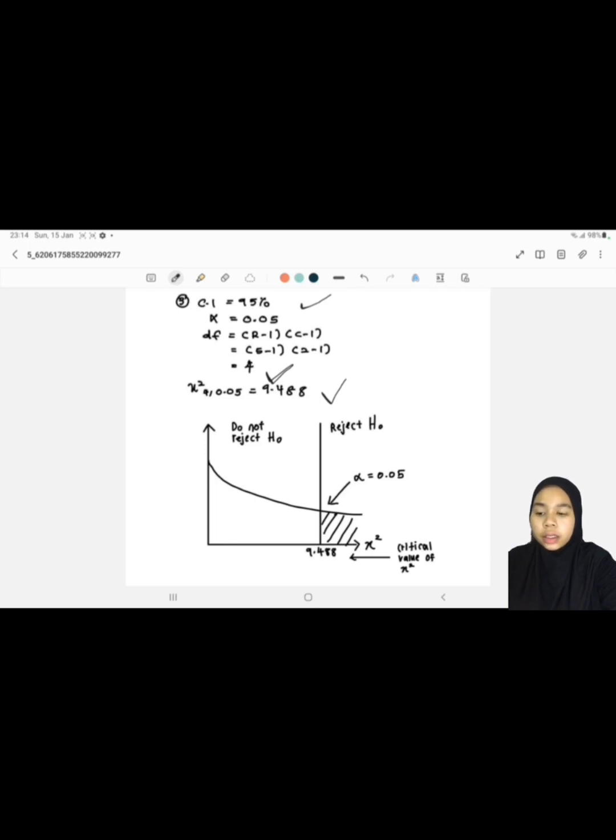Next, after we find the critical value, we need to draw the graph to determine the non-rejection region and rejection region. Okay, this is the graph, and the critical value is here. If we get a test statistic value greater than 9.488, we have to reject the null hypothesis. If we get a value less than 9.488, we cannot reject the null hypothesis.